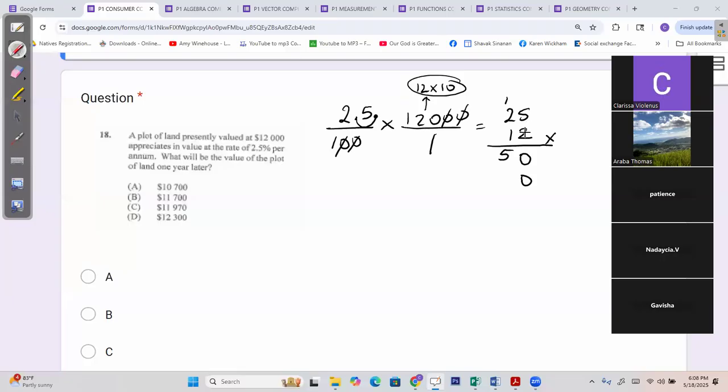So we add the 0. 1 times 5 is 5. 1 times 2 is 2. So we add. So that's a 0. That's a 0. Carry over the 1. That's 300. Right? Everybody see?